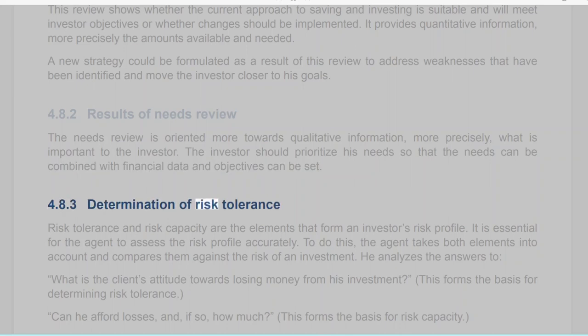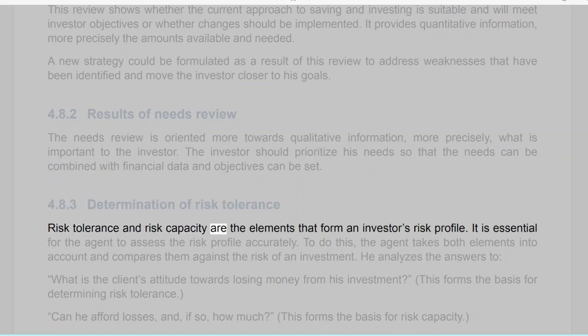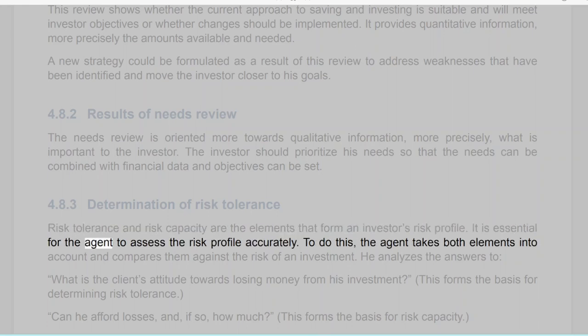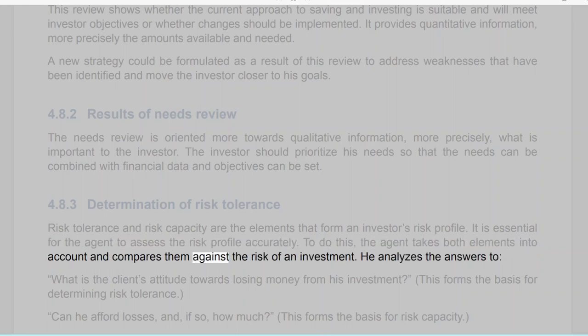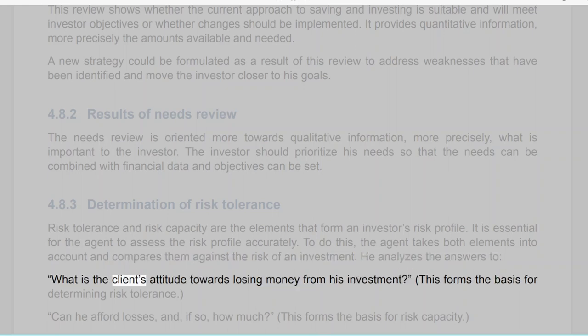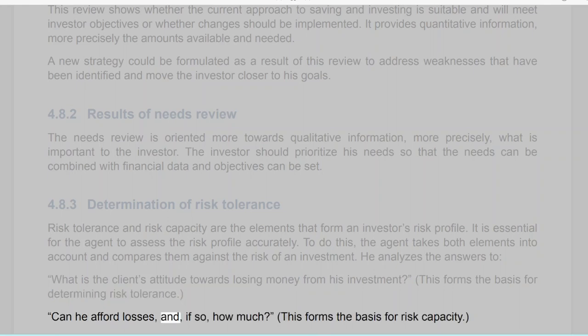4.8.3 Determination of Risk Tolerance. Risk tolerance and risk capacity are the elements that form an investor's risk profile. It is essential for the agent to assess the risk profile accurately. To do this, the agent takes both elements into account and compares them against the risk of an investment. He analyzes the answers to, what is the client's attitude towards losing money from his investment? This forms the basis for determining risk tolerance. Can he afford losses, and, if so, how much? This forms the basis for risk capacity.